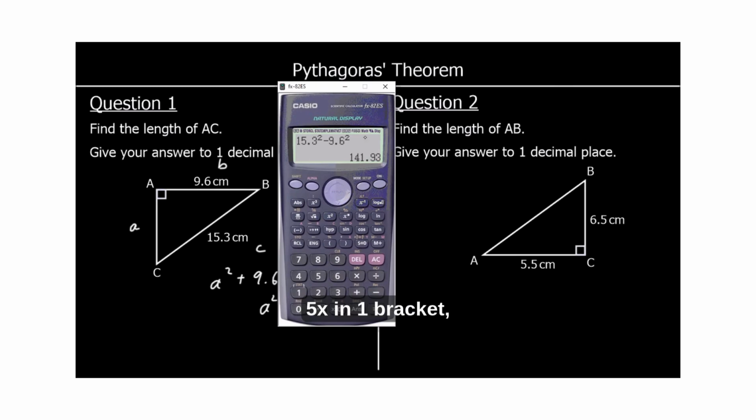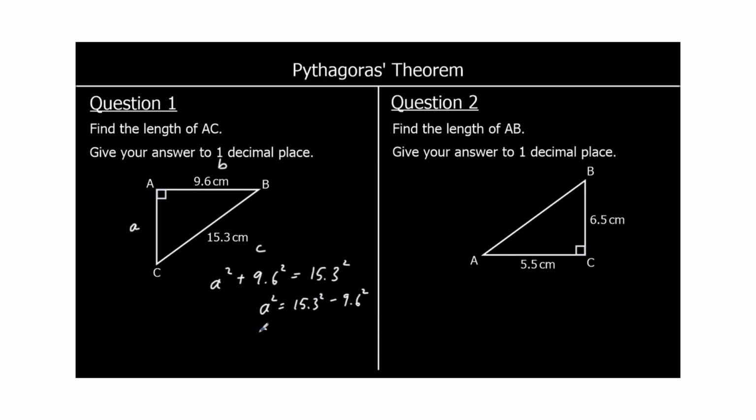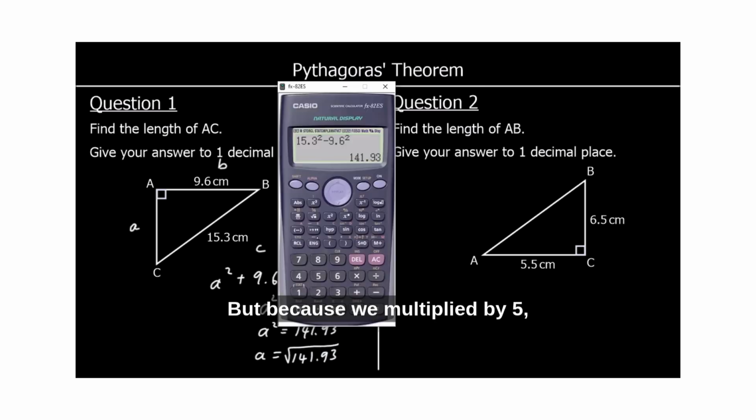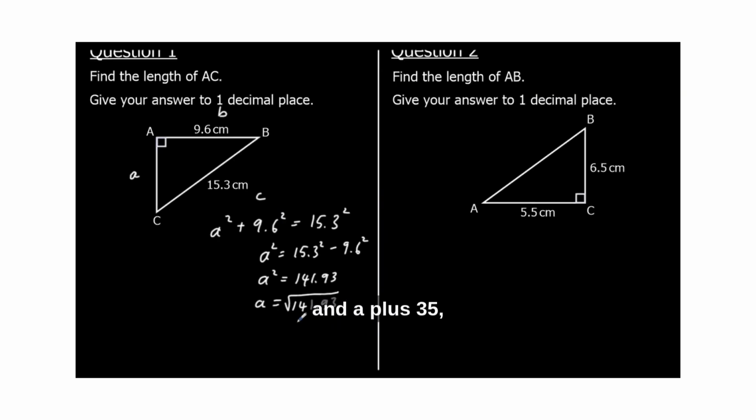So we've got 141.93. So a squared is 141.93. To get a by itself, we square root our answer. And to 1 decimal place, we've got 11.9. So a is 11.9 centimeters to 1 decimal place.